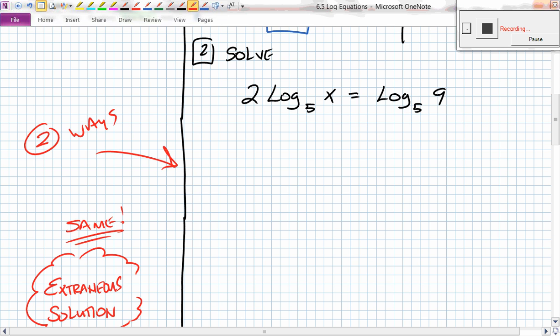If they didn't have the same base, we actually couldn't solve this thing. It'd be totally weird. We'd have to use the change of base formula and all kinds of things. So our bases are going to line up the same. All right, so first things first. Where did this 2 come from? Yeah, it came from up there, right? So I could write down log base 5 of x squared is equal to log base 5 of 9.